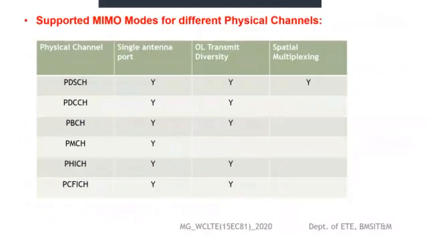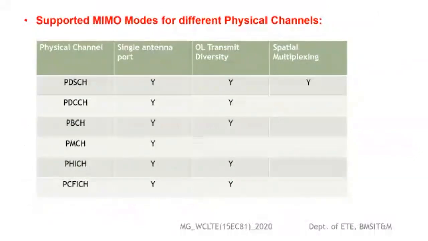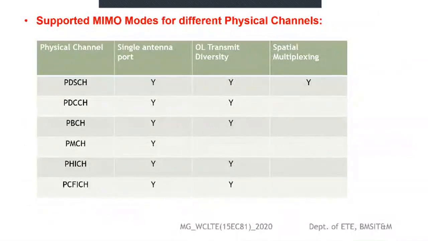This table tells you which channel supports which mode: supported MIMO modes for different physical channels. The physical downlink shared channel supports all three types: single antenna port, open loop transmit diversity, and spatial multiplexing. In transmit diversity, we have open loop as well as closed loop. I will discuss that later because I have not covered the MIMO part here.